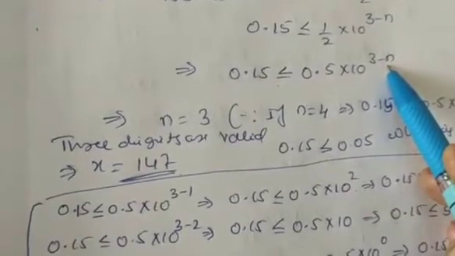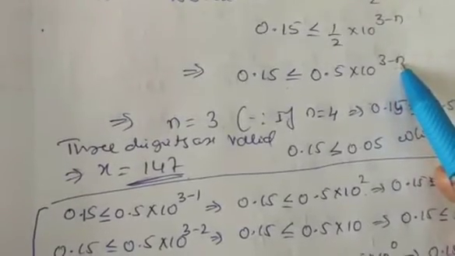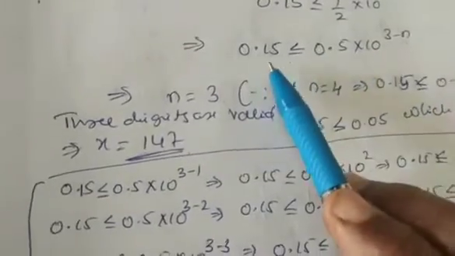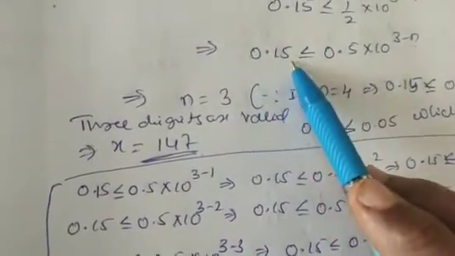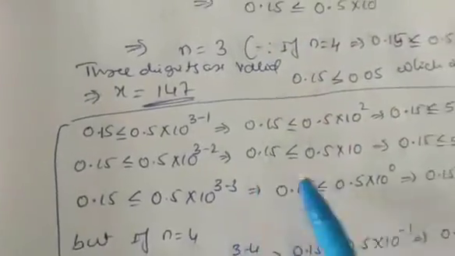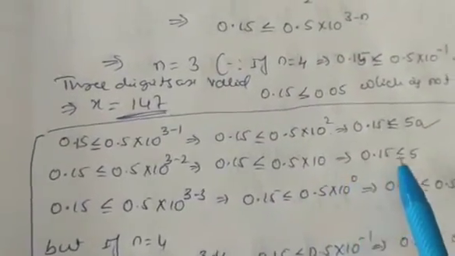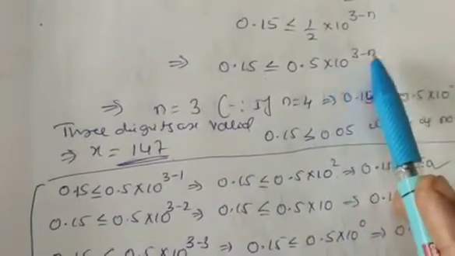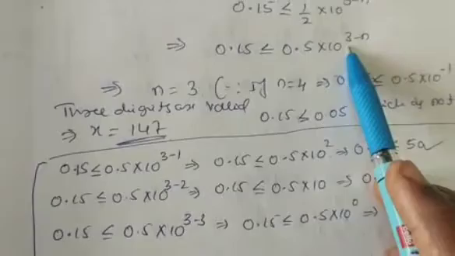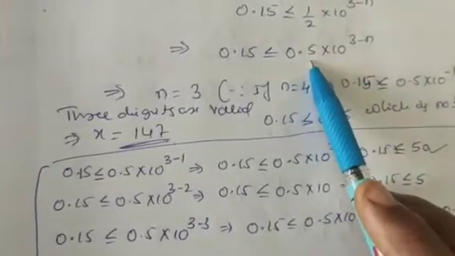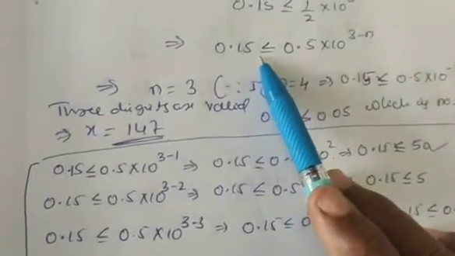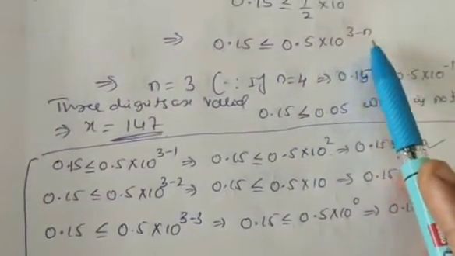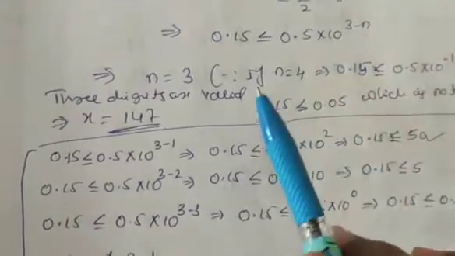Similarly, put n is equals to 2. Then 3 minus 2 is 1, and 0.5 into 10 is 5. So this also satisfies here. 0.15 is definitely less than 5. So the second condition, n equals 2, is also satisfied. Next you have to verify it for n equals to 3. So 3 minus 3 becomes 0. 10 raised to 0 is 1. So 0.5 into 1 is 0.5. Definitely 0.15 is less than 0.5. It is also true. So n equals 3 also satisfies this equation.